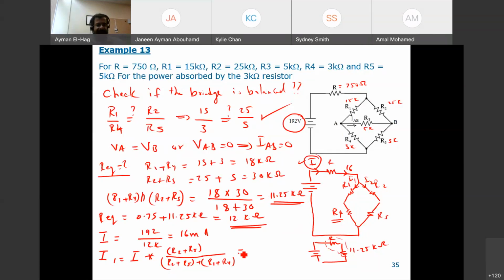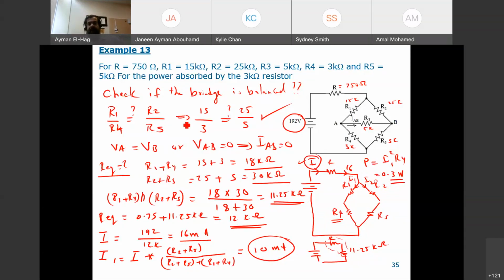And we have everything here. R2 plus R5 is equal to 30 kilo ohm. R1 plus R4 is 18 kilo ohm. And your I is 16 milliamps. So if you just substitute, this becomes equal to 10 milliamp. So I know the current that goes here. So the power absorbed in this resistance, your P, is equal to I1 squared times R4. Just substitute 10 milliamp squared times R4, 3 kilo ohm. So this gives me 0.3 watt. Okay, so this is the power absorbed by this resistance.